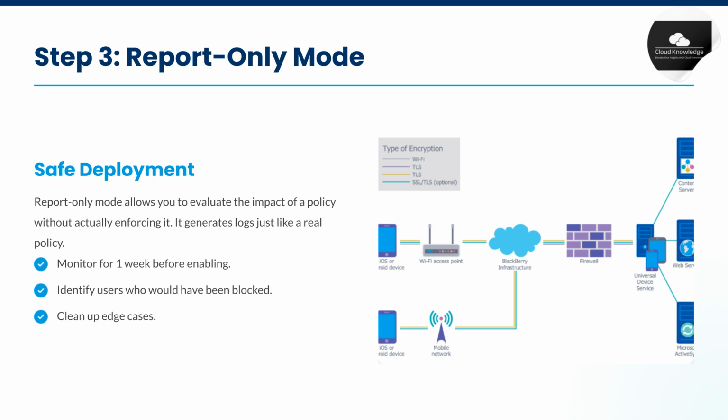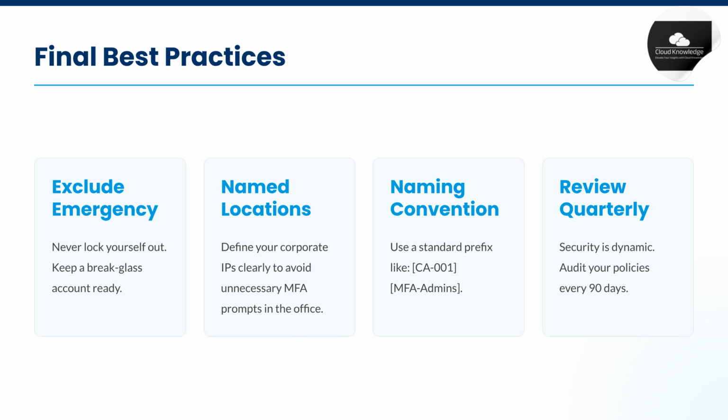Step 3 is safe deployment using report-only mode. This allows you to evaluate a policy's impact without enforcement, identifying users who would have been blocked. Monitor for 1 week before enabling. Final best practices include always excluding emergency accounts, defining named locations for corporate IPs, using a clear naming convention, and reviewing your policies quarterly, as security is dynamic.